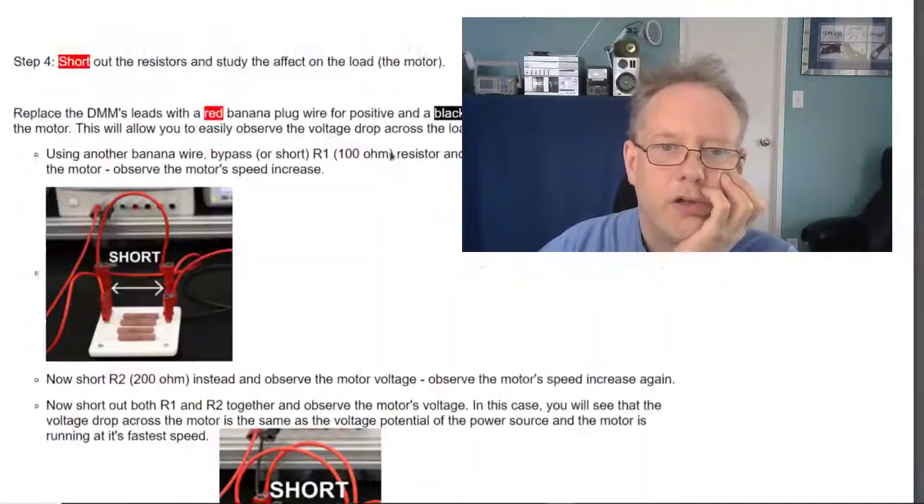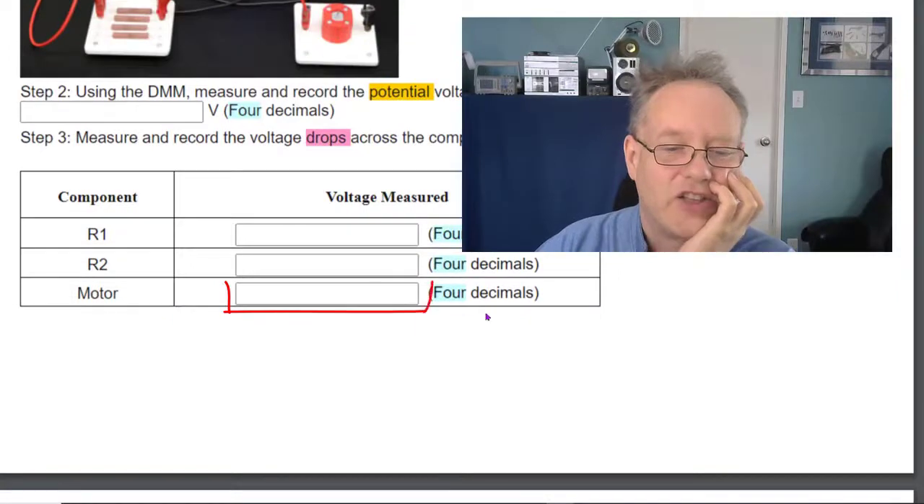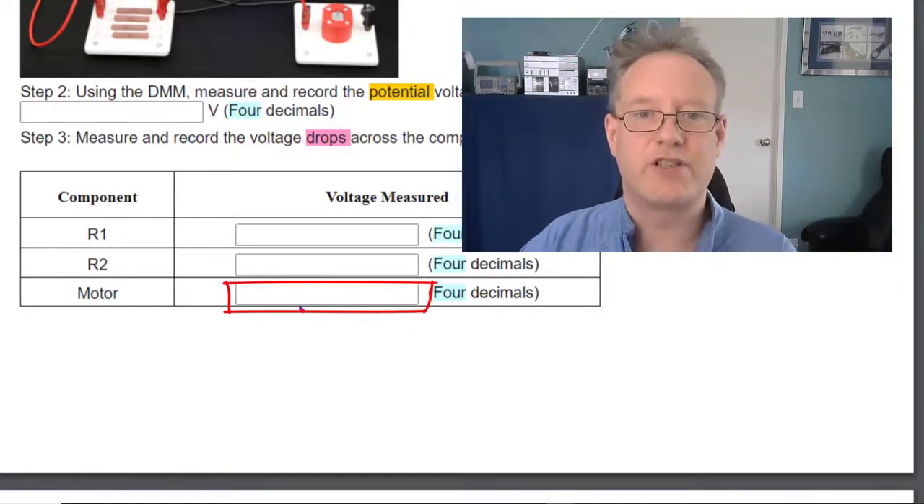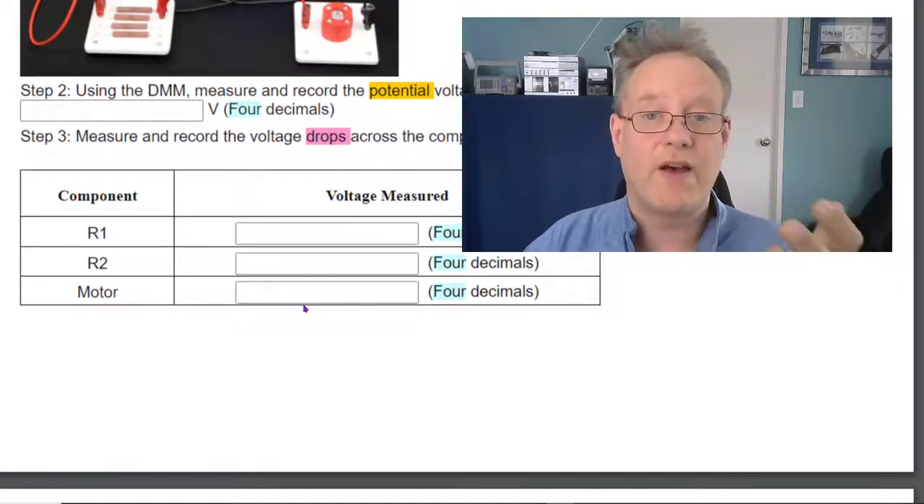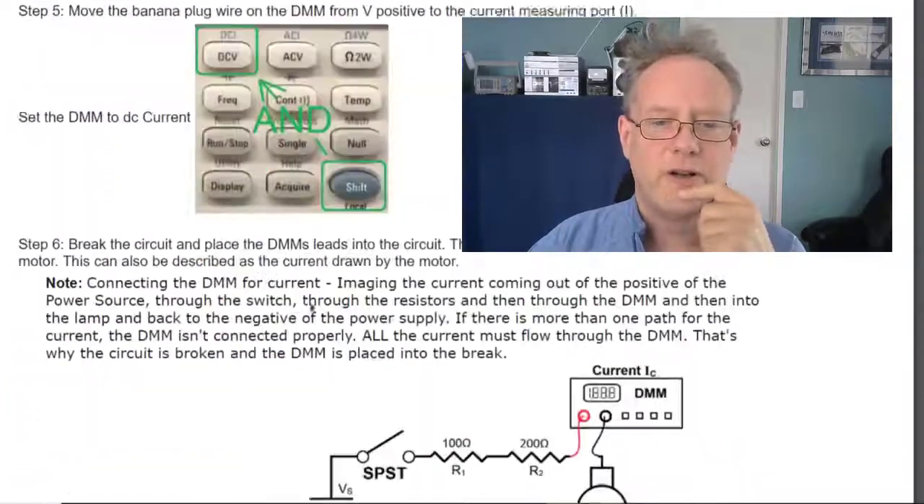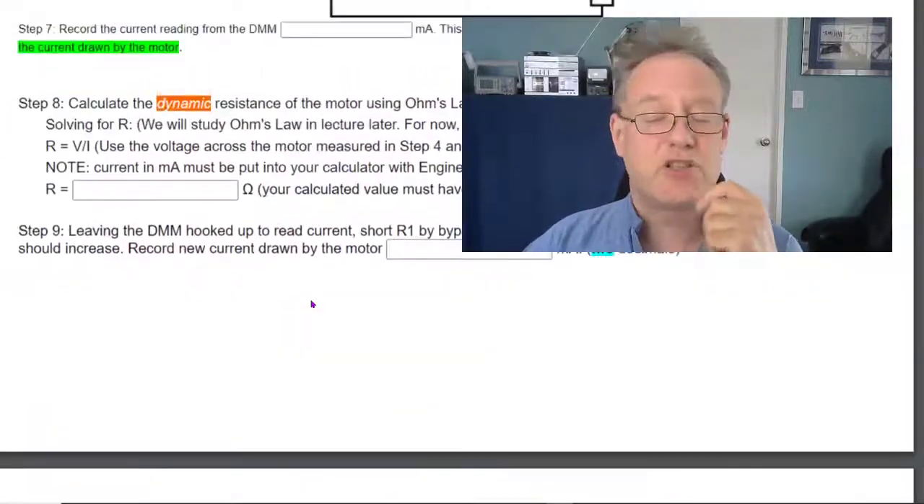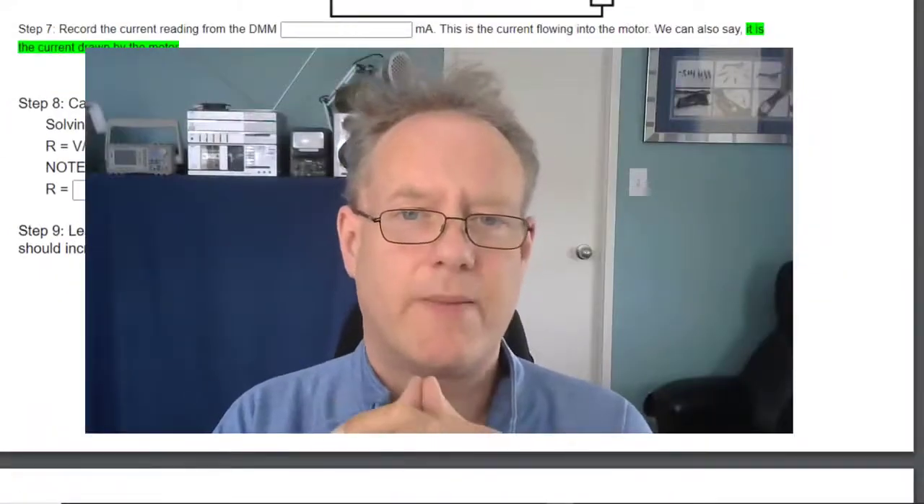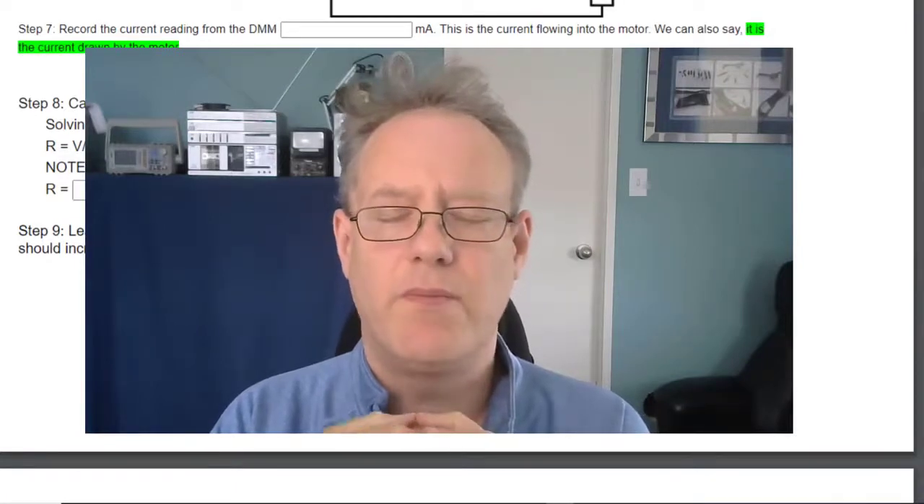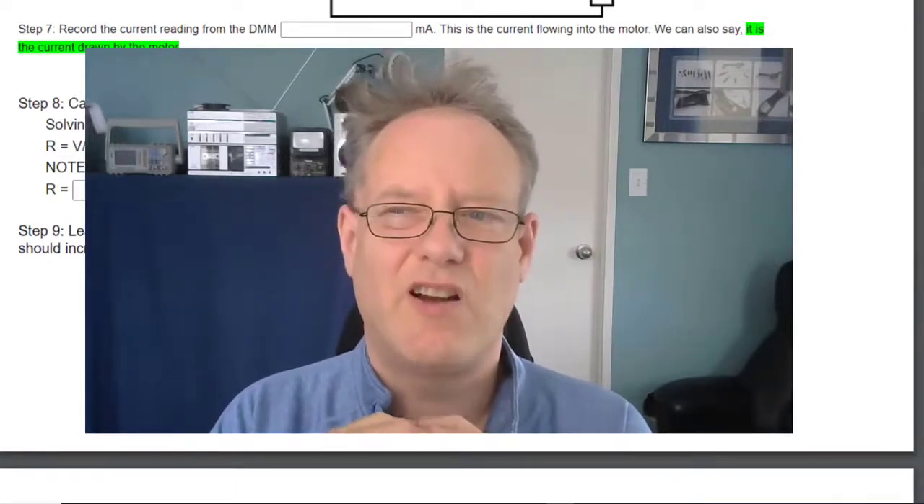I don't know where it is. Here it is. So the motor, you've already measured the resistance of the motor here, so you know what the value is. Now what you're going to do is, you can't measure... This is cool. You cannot measure the dynamic resistance of the motor because you can only measure resistance when it's not hooked up to anything.